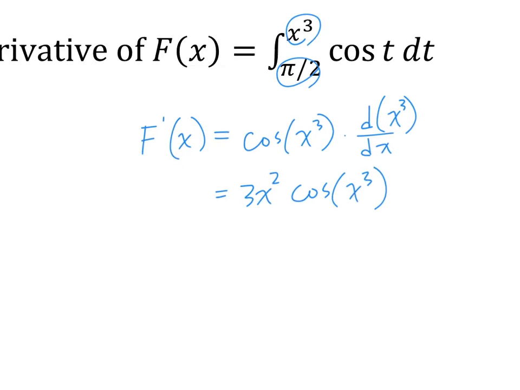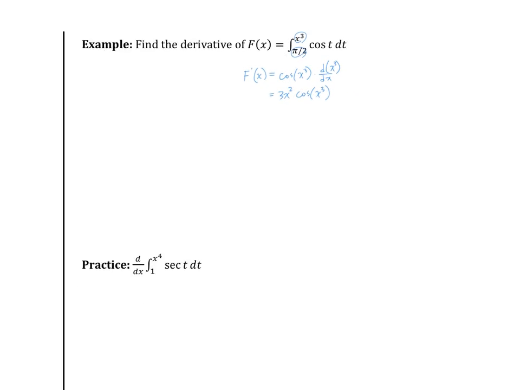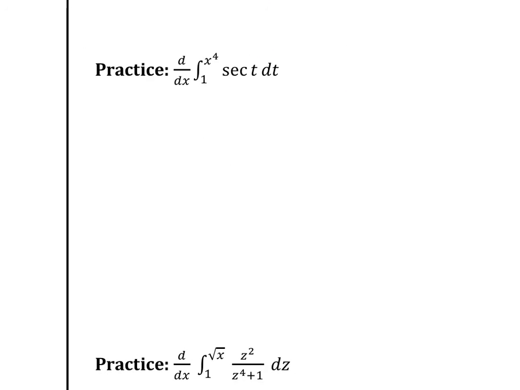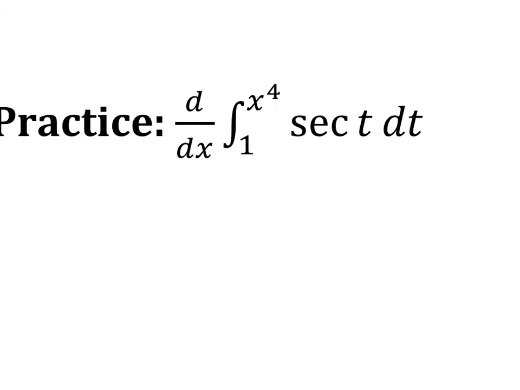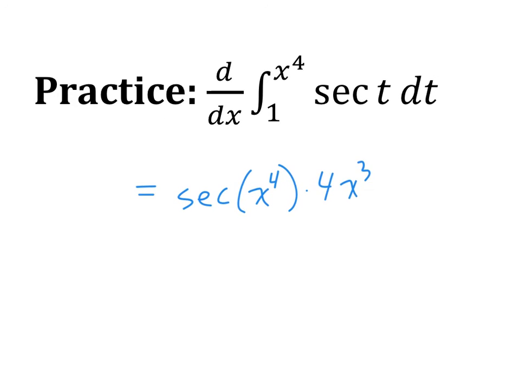Okay, so please be careful of that. Next. All right, derivative of this one. Go ahead and give this a try. Okay, so the answer is secant x to the 4th times 4x cubed. That's it. That's what I did.